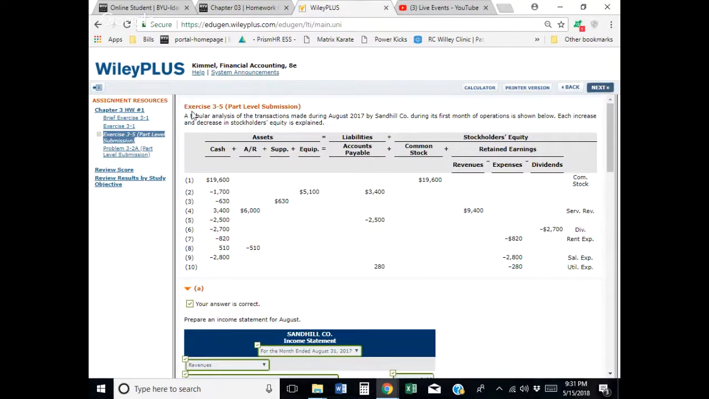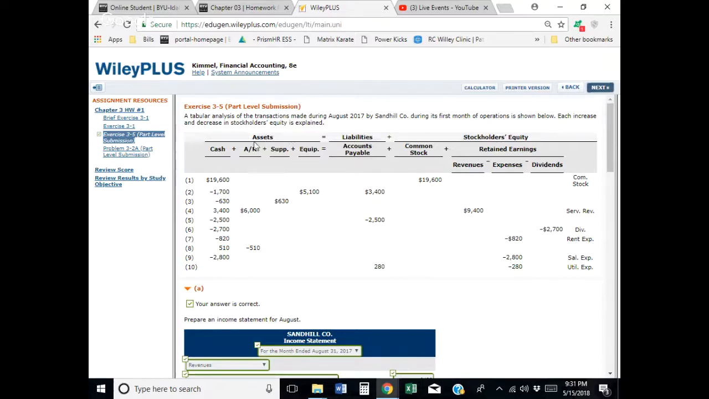Okay, so here's the 3-5 part level submission. There are 3 parts to this. A tabular analysis of the transactions made during August 2017 by Sandhill Company during its first month of operations is shown below. Each increase and decrease in stockholders' equity is explained.